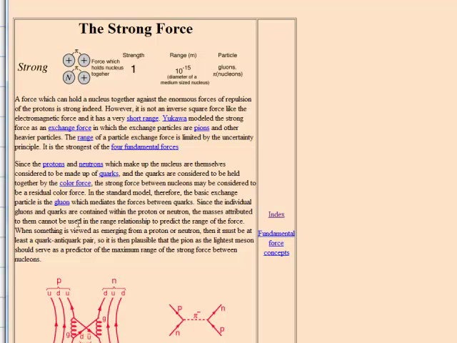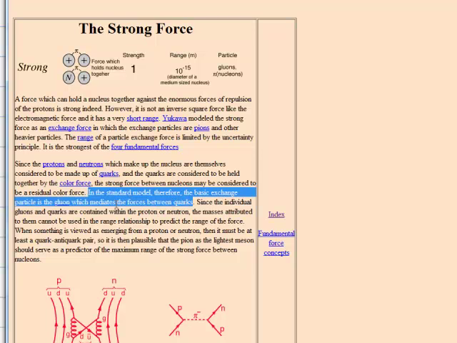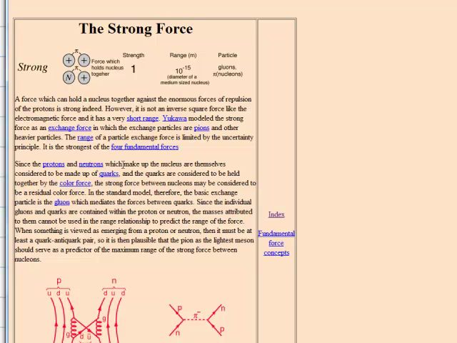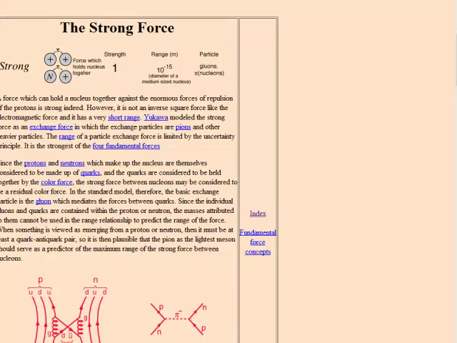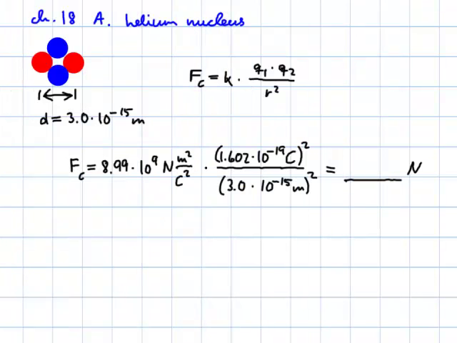Here they explain it with these little particles called gluons, which are being exchanged between the quarks inside the protons and neutrons, holding them together. Anyway, that's just a little bit on top of what this problem was about.